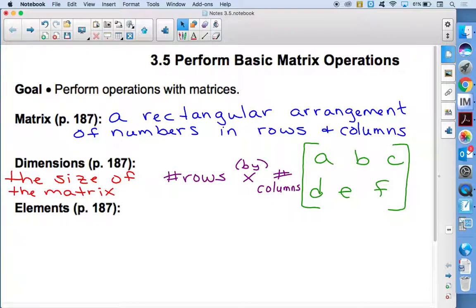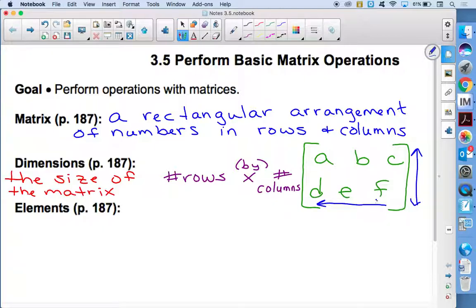Which way does a row go? Left and right. So my rows go left and right. A column is like the Colosseum, those pillars that hold up the Colosseum, or if you have pillars on your front porch, they hold up your front porch. So columns go up and down, rows go left and right. So here are my rows, and then these are my columns.